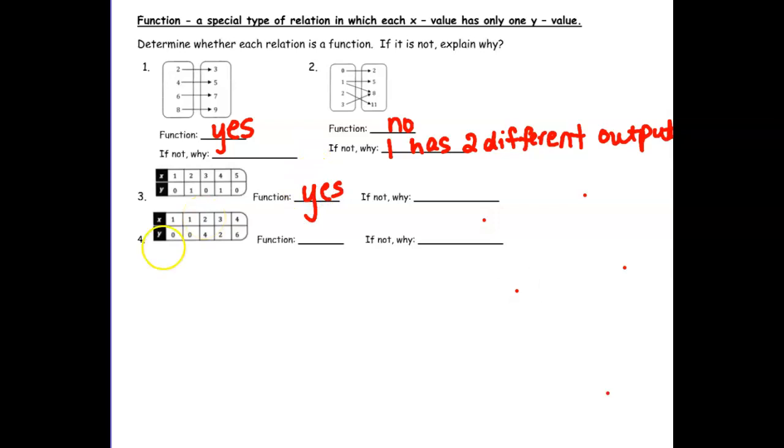Okay. And number 4 is a little tricky because at first glance you think, well, inputs are 1, 1, 2, 3, 4. So these 2 1s, if you notice though, they both go to the same output. So that's okay. So it is a function. Each x has only one y value.